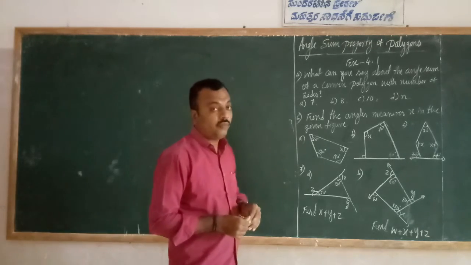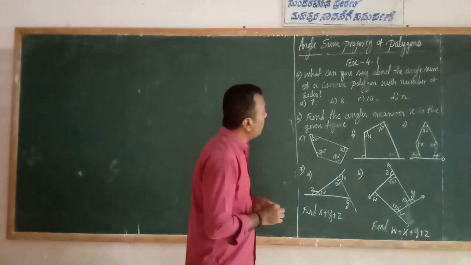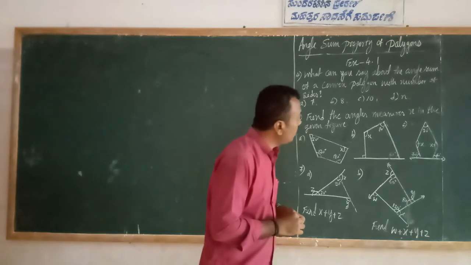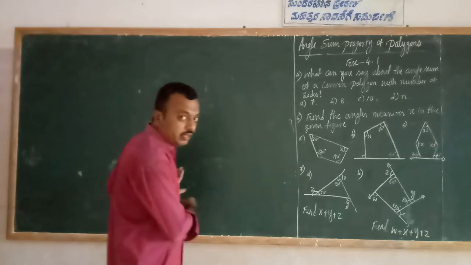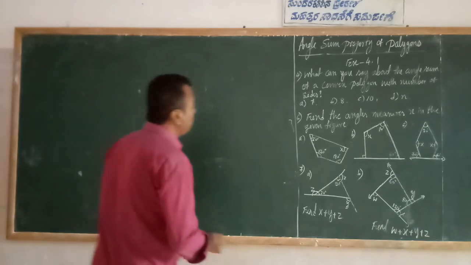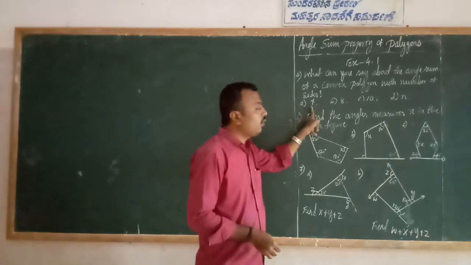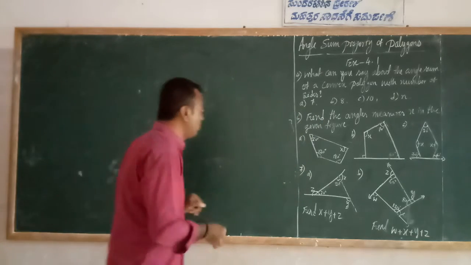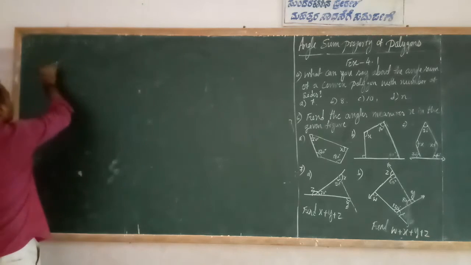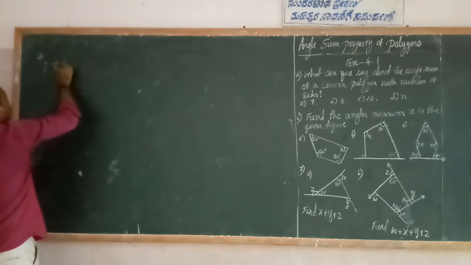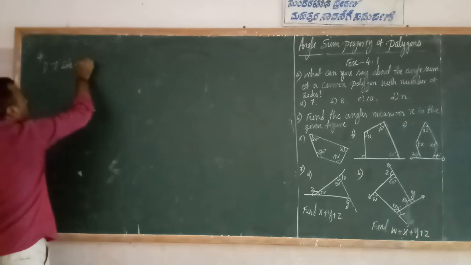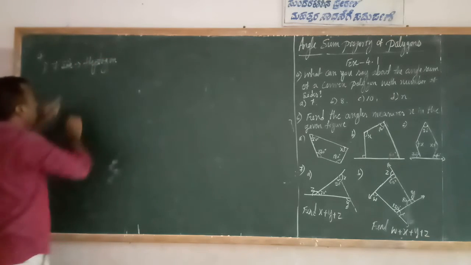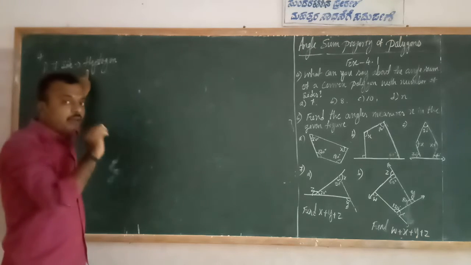So I will go to question number 4. See, what can you say about the angles of a convex polygon with the given number of sides? First, 7 sides of the polygon. What do we call a polygon with 7 sides? Yes, that is called a heptagon. So we have to calculate the angle sum of the heptagon.